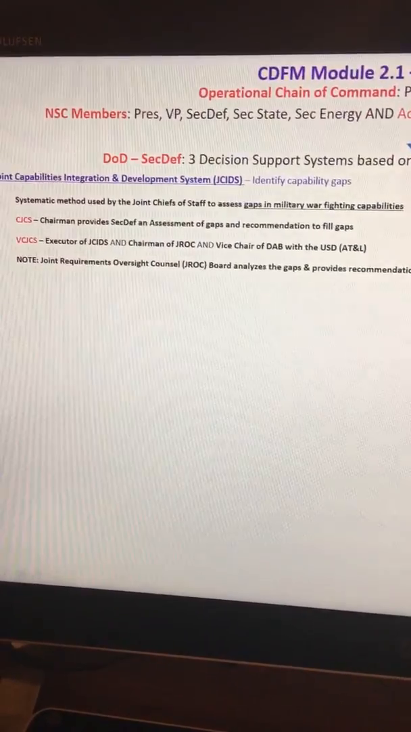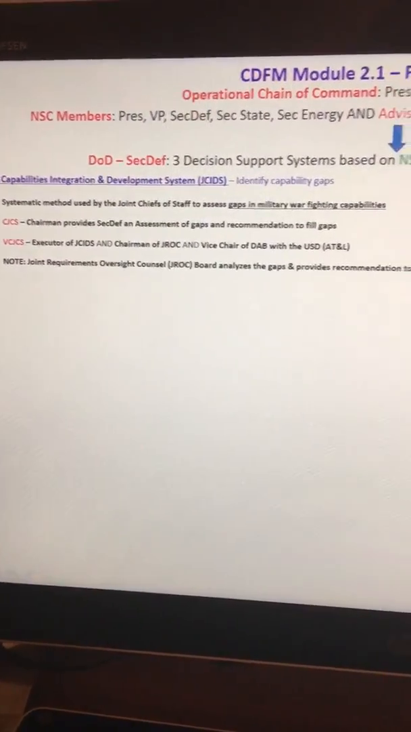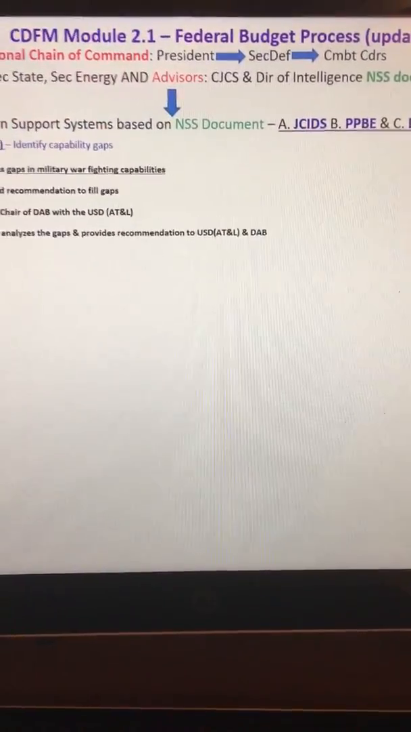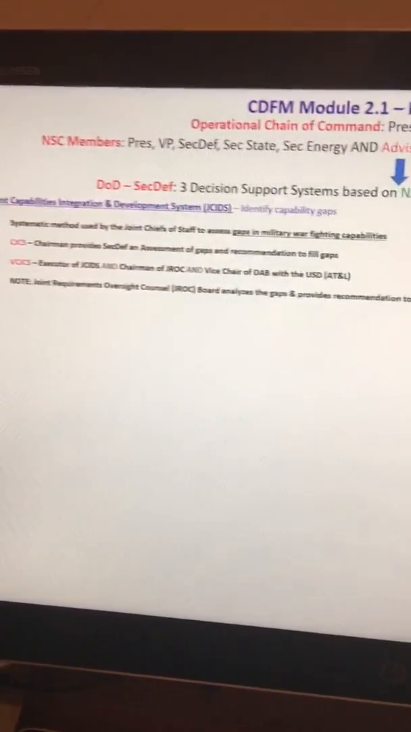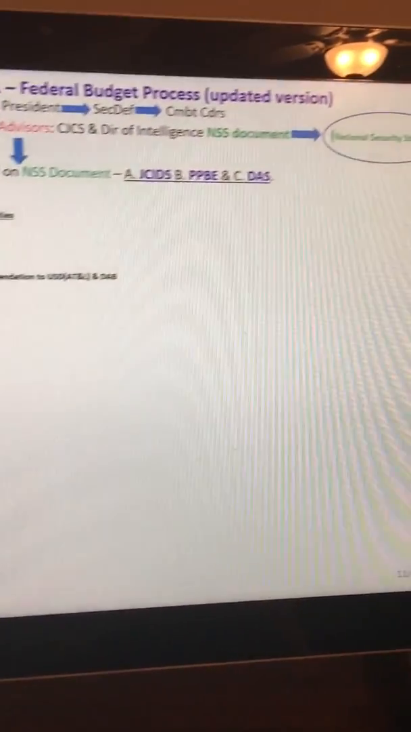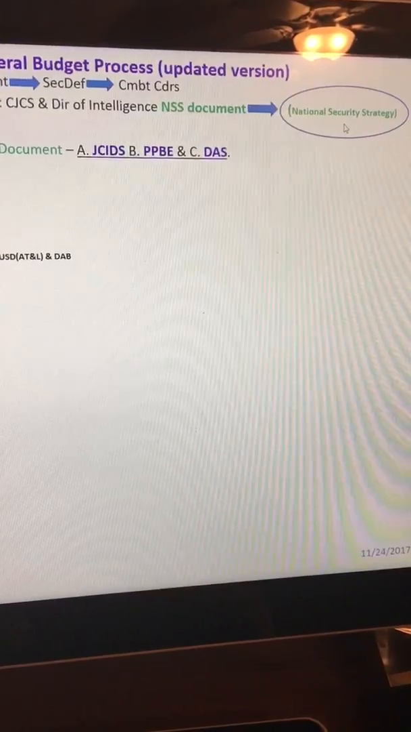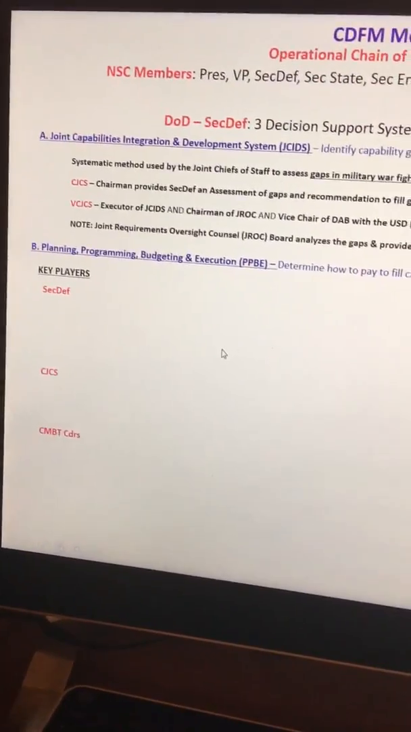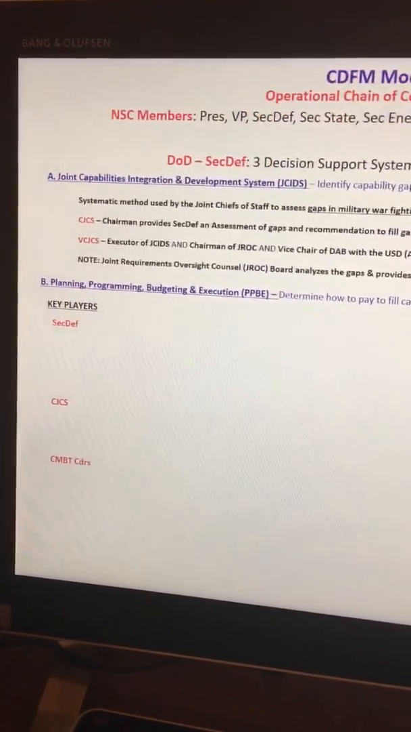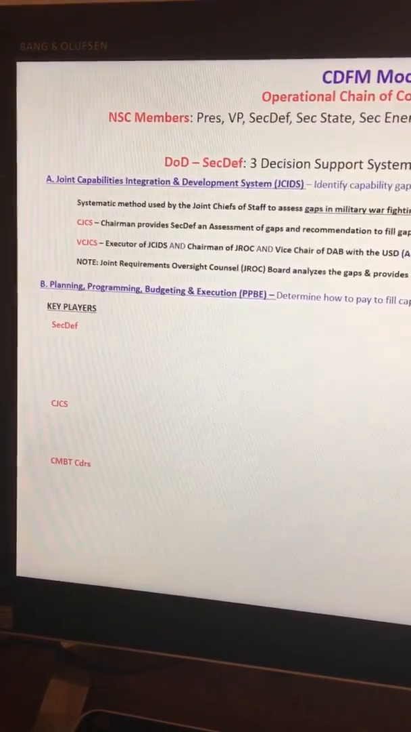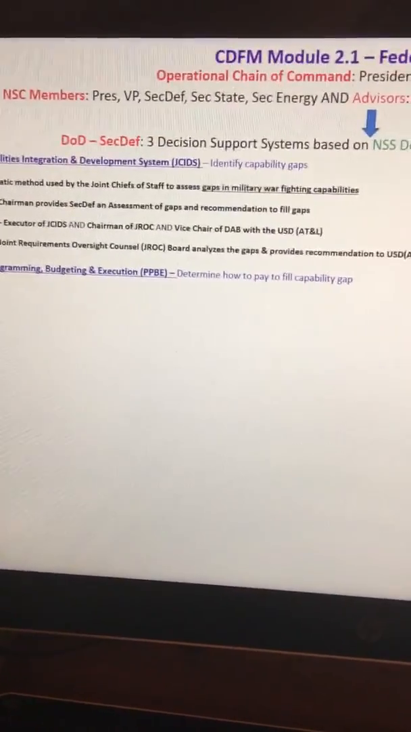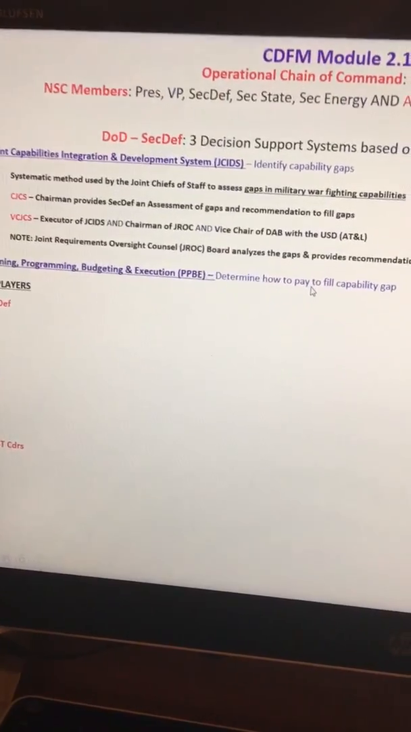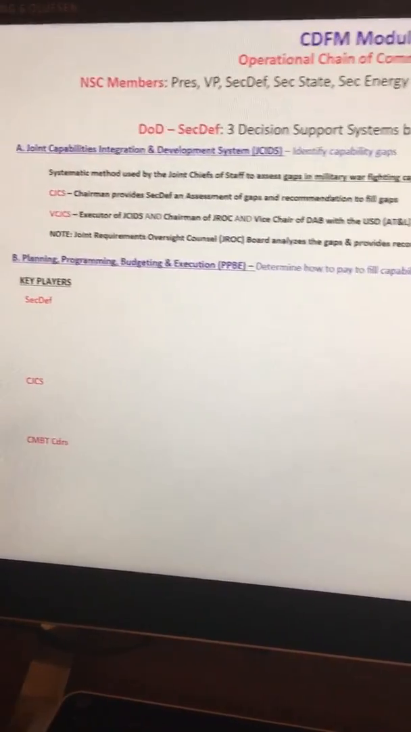So the purpose of the vice chairman of the Joint Chiefs of Staff is to make sure that all three of these systems stay in line with what the defense strategy needs to be to meet this national security strategy. So if we need funding, then we have to initiate the planning, programming, budgeting, and execution system. This is the system that is used to resource and fill that capability gap.